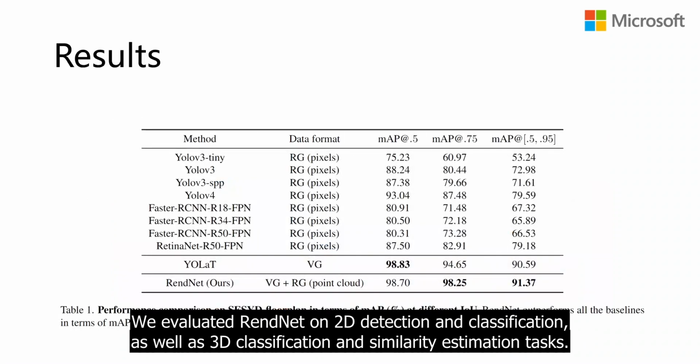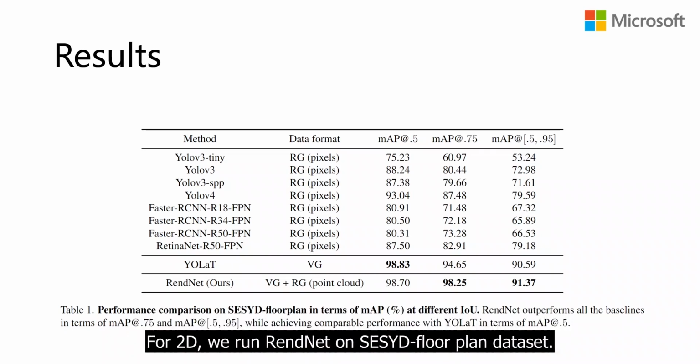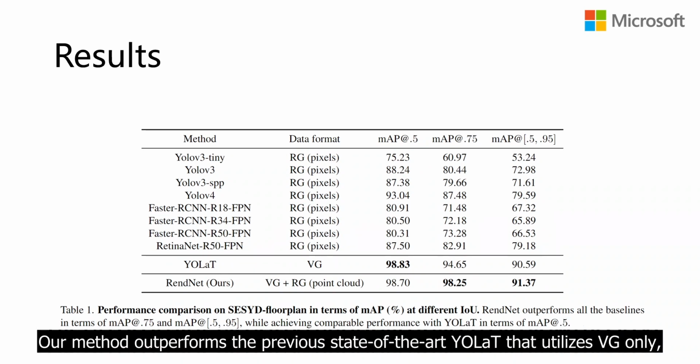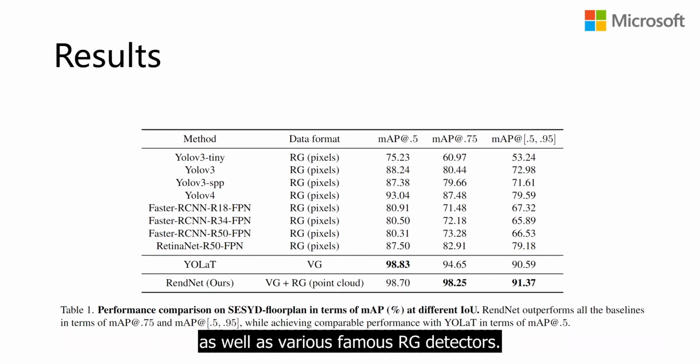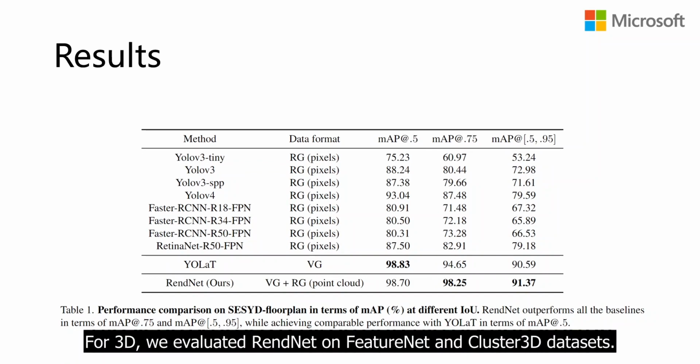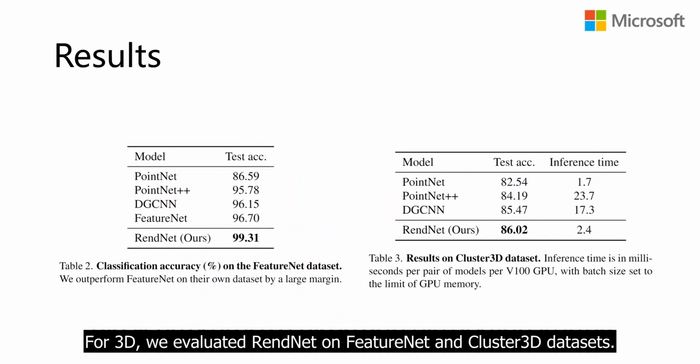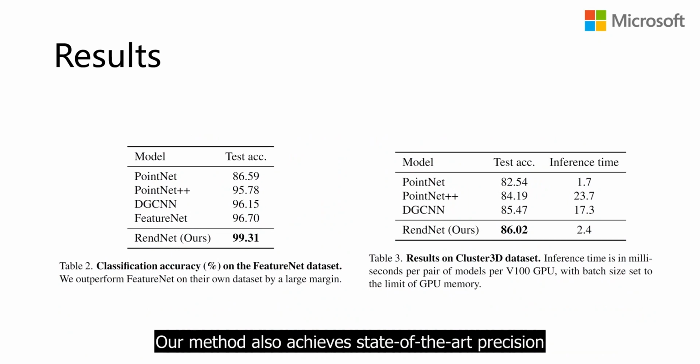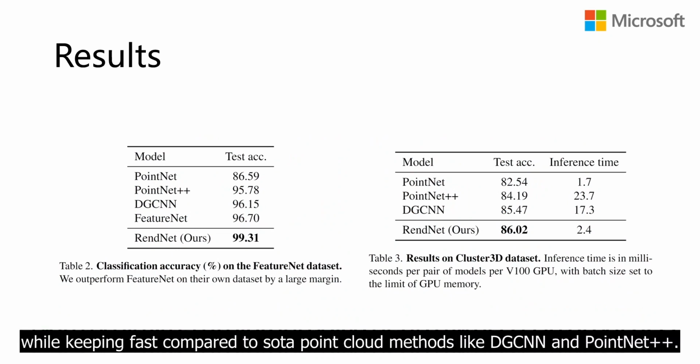We evaluated RendNet on 2D detection and classification, as well as 3D classification and similarity estimation tasks. For 2D, we run RendNet on the SESYD floor plan dataset. Our method outperforms the previous state-of-the-art, which utilizes the VG only, as well as various famous RG detectors. For 3D, we evaluated RendNet on FeatureNet and Cluster 3D datasets. Our method also achieves state-of-the-art precision, while keeping fast compared to SOTA point cloud methods like DGCNN and PointNet++.